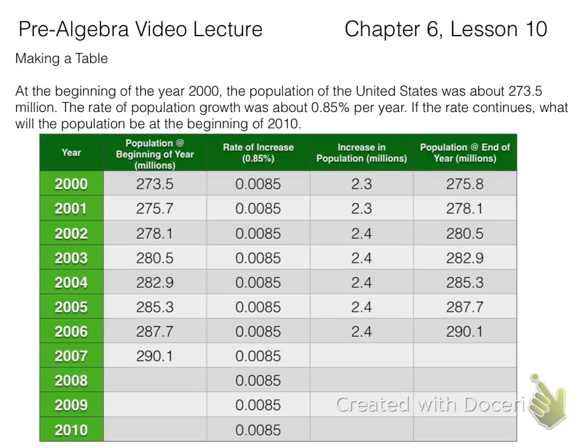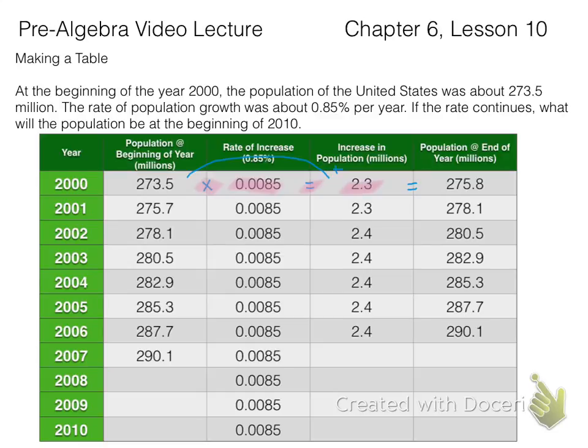All right, now we're ready to take a look at this table. I've already made most of the table for you. Okay, so at the beginning of 2000, actually, I've already made a mistake here, and you'll probably notice it in just a second. The beginning population in 2000 was 273.5 million, and we're going to multiply that by the rate of increase, that is a decimal, so we're multiplying by the rate, which is going to equal the increase in population.